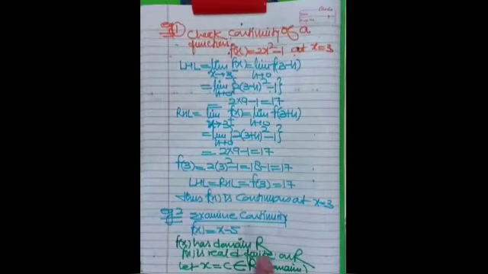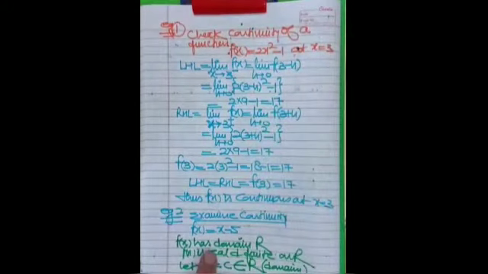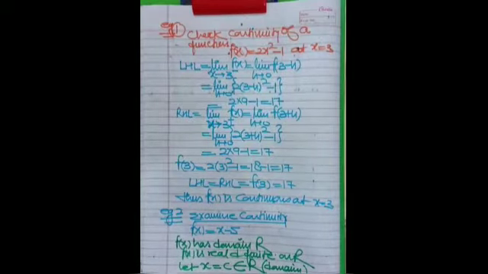Whenever polynomials are given like this, it may be x square plus 5, x square minus 5, 3x square, and the point is not given to you, you have to write the domain of the function and take any point in the domain, because we know that polynomials are continuous on their domains. You can take any point in the domain. We are taking point c.